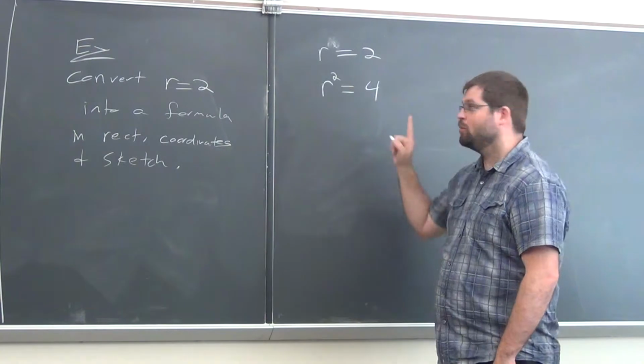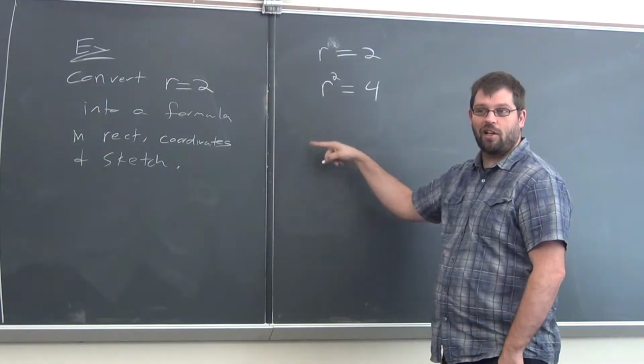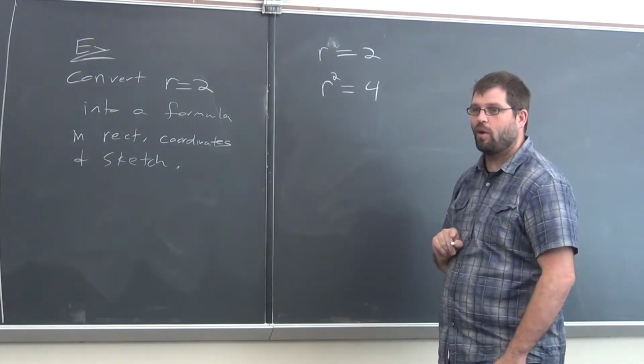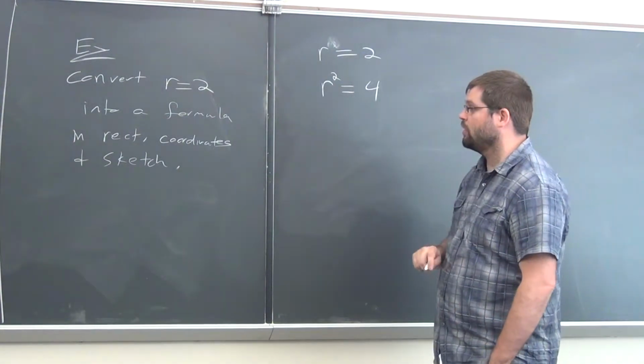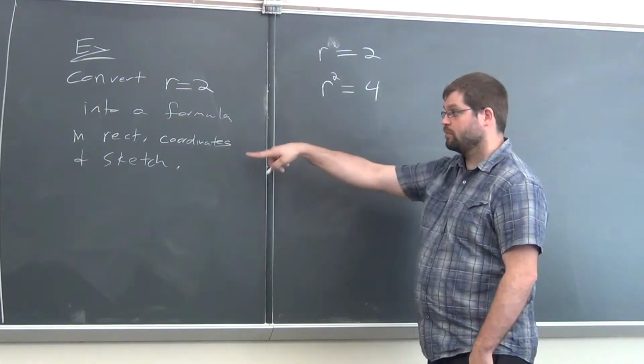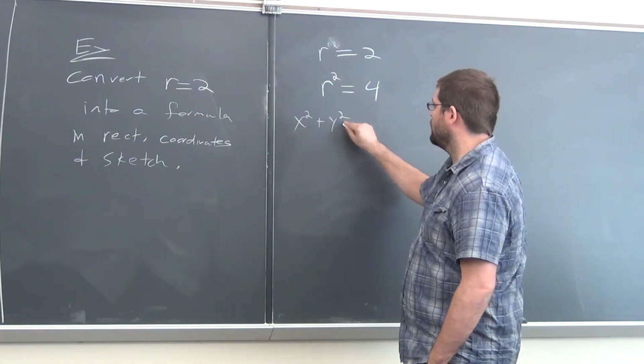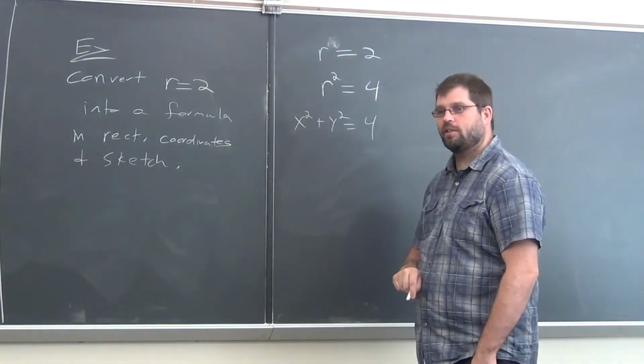Sometimes it's useful to do r squared is, right, you could have also done r squared was 2 times r, right? There's all kinds of different variants that show up from time to time. But this is the one we want to use here. And so then what does the r squared get replaced with? x squared plus y squared equals 4, so what's that?